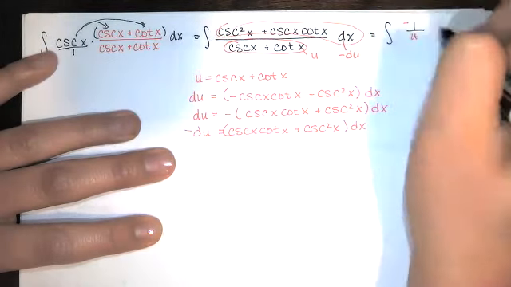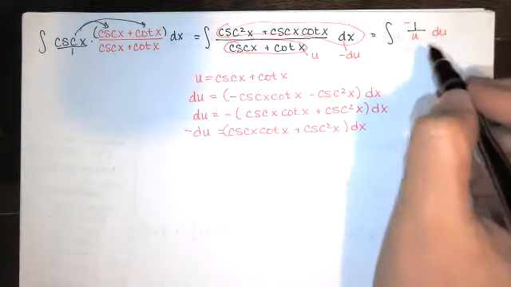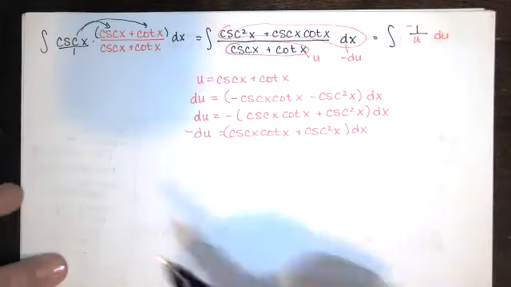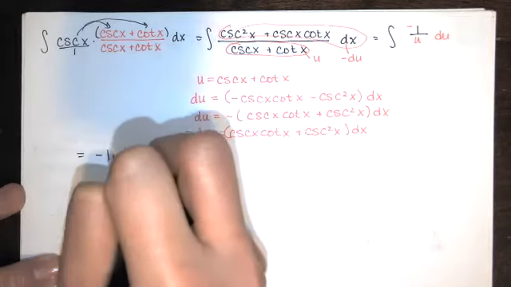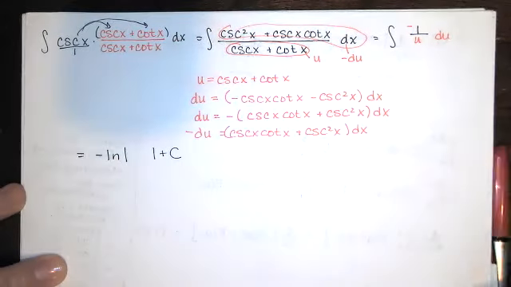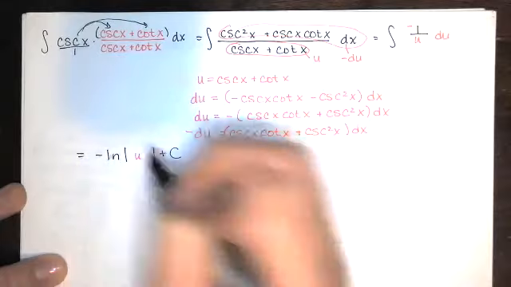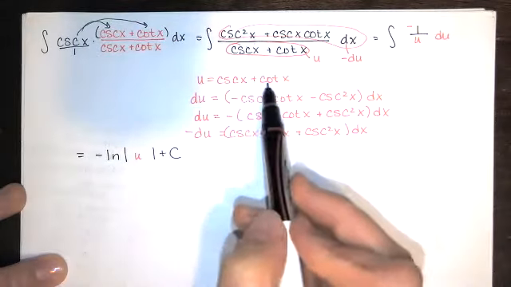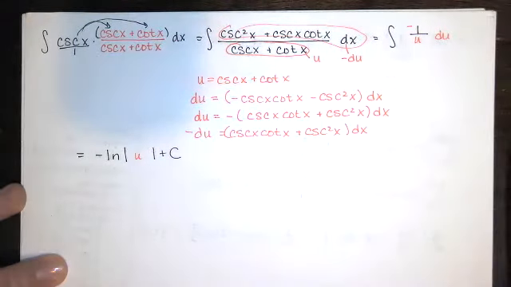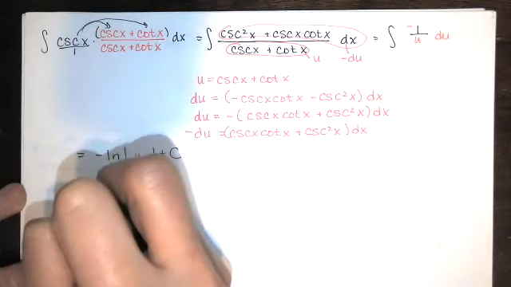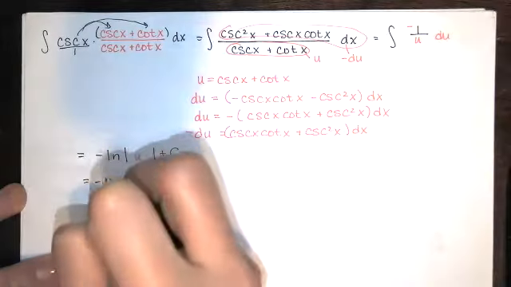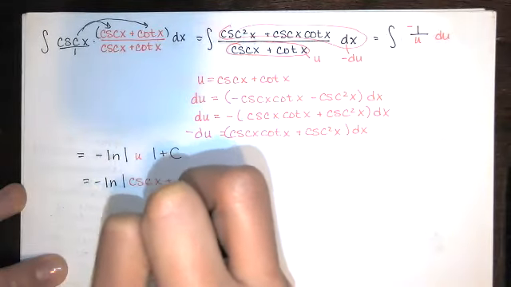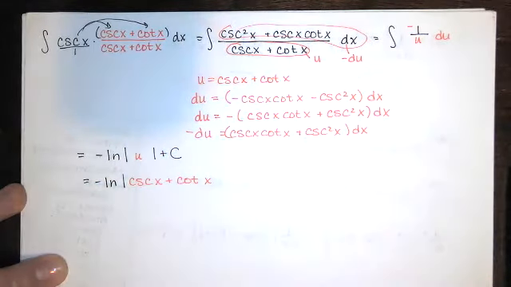So I've got a -1 times the antiderivative of 1 over u with respect to u. And we know what that is. That's negative natural log of the absolute value of u plus c. And then we replace u with whatever u was in terms of x. So that gets replaced with cosecant of x plus cotangent of x plus c.